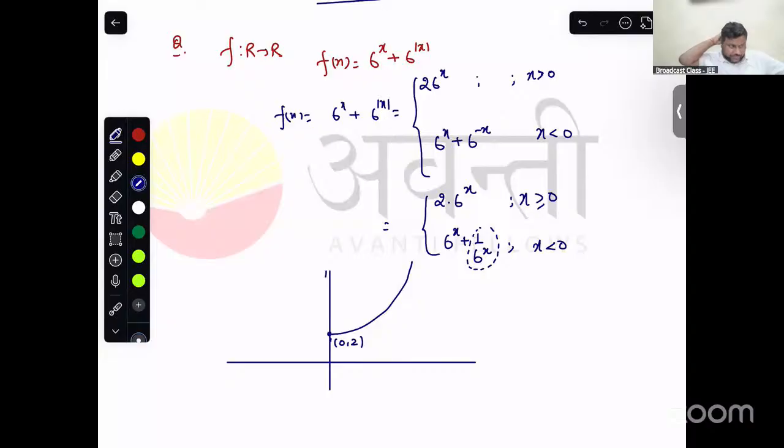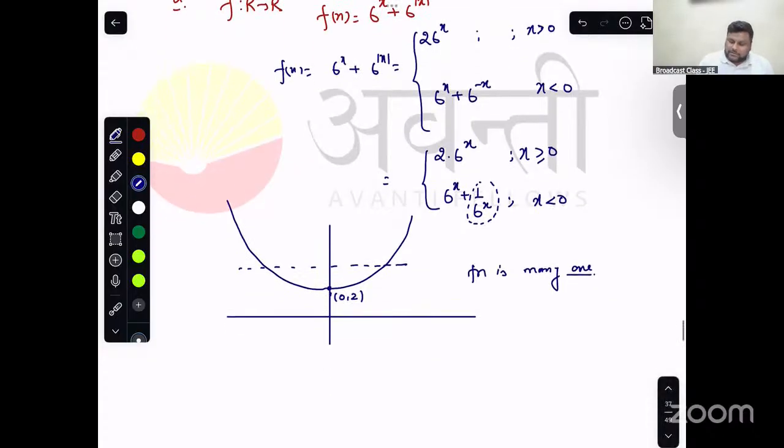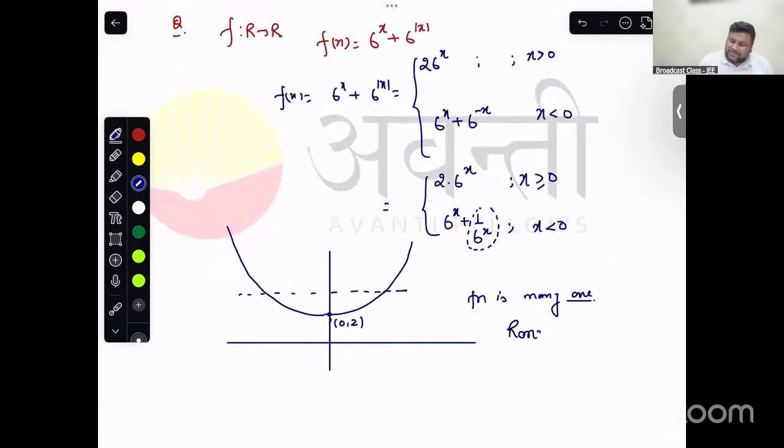So the graph is going to be something like this. To the left of 0, it is 6 to the power x plus 1 upon 6 to the power x, starting from 2. Not increasing in the same fashion, but yes, it will also be increasing. Got it? So a line parallel to the x-axis will intersect at multiple points. So the function is many-1. Am I correct? The range you can see is 2 to infinity. The codomain is given to me as R. The range is 2 to infinity inclusive, and the codomain is R. So the function is into. Am I correct?